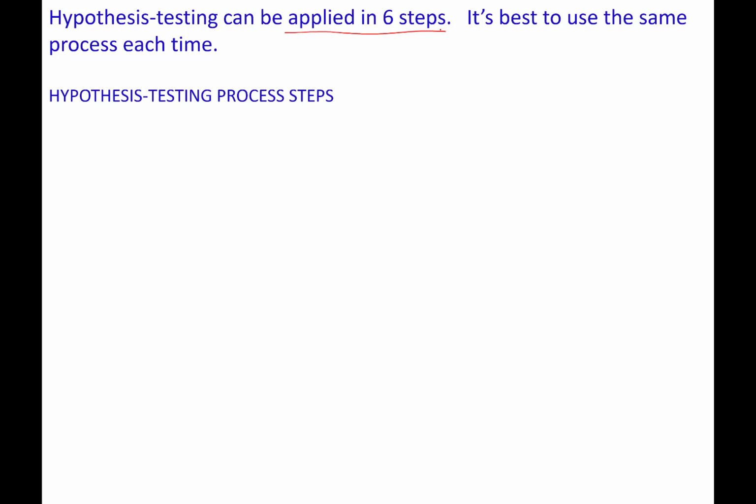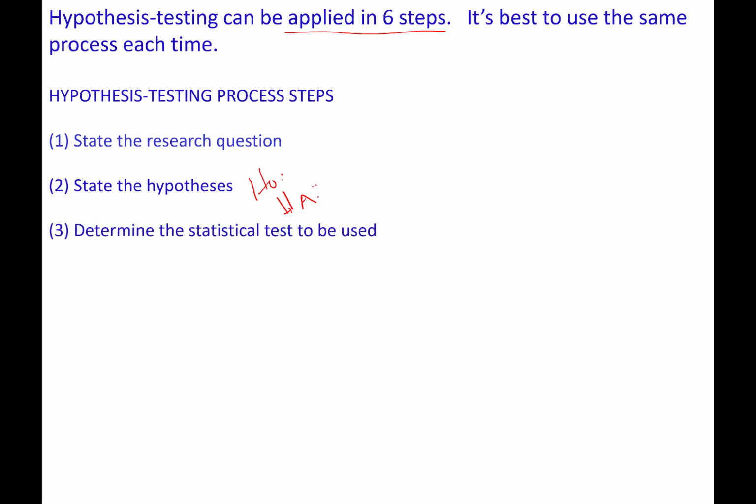Number 1 is stating the research question, whether it's to do with comparing means or proportions or relationships among variables. State the hypotheses specifically, and we know that we do this in a particular format, the null hypothesis and the alternative hypothesis. Determine the statistical test to be used, and we'll talk about a variety of those.